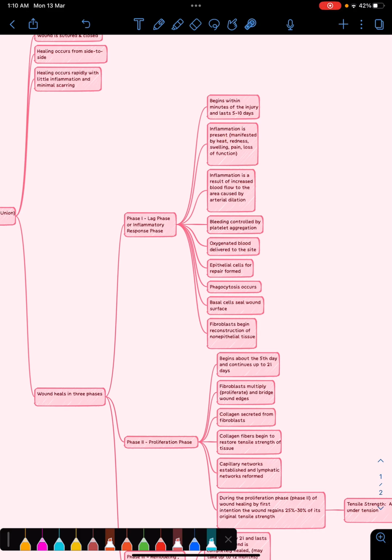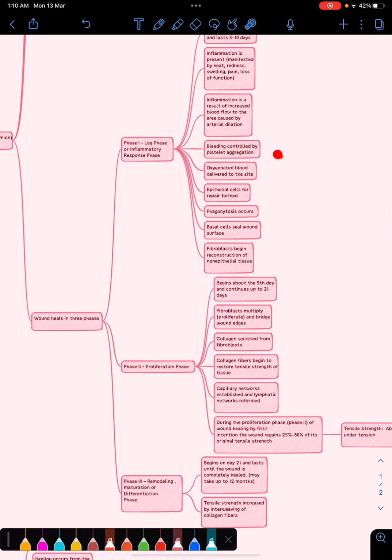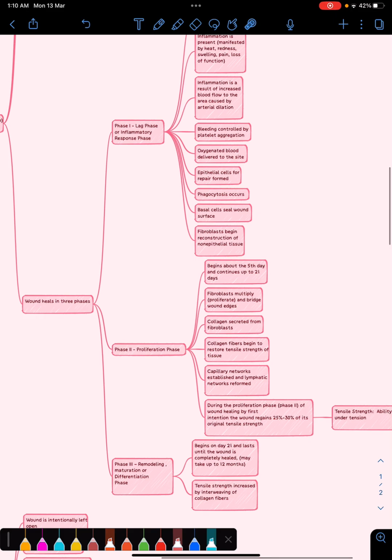Inflammation is present, manifested by heat, redness, swelling, pain, and loss of function. Inflammation is a result of increased blood flow to the area caused by arterial dilatation, with bleeding controlled by platelet aggregation. So once there's bleeding, it's controlled by platelet aggregation. This is basically the stage of inflammation.